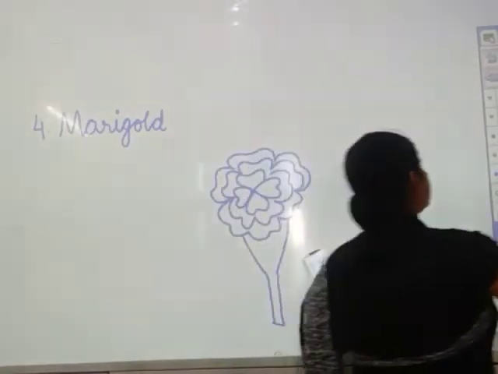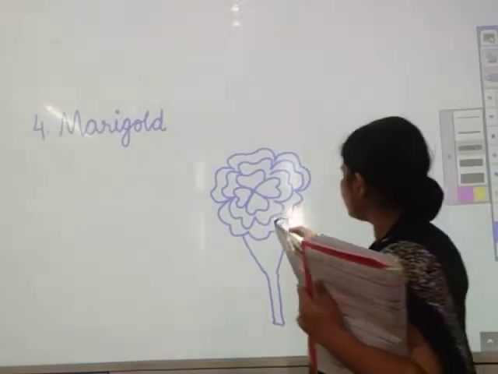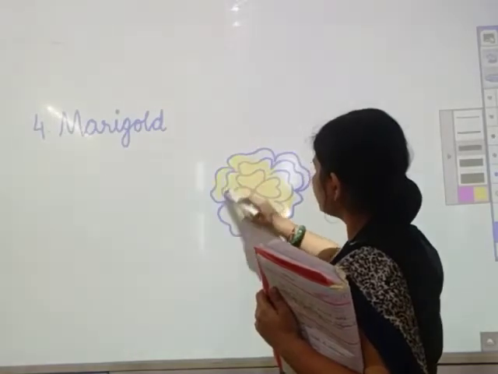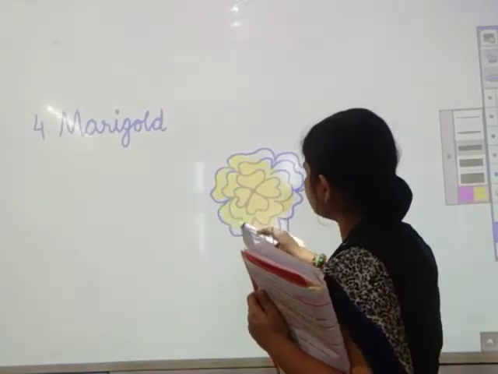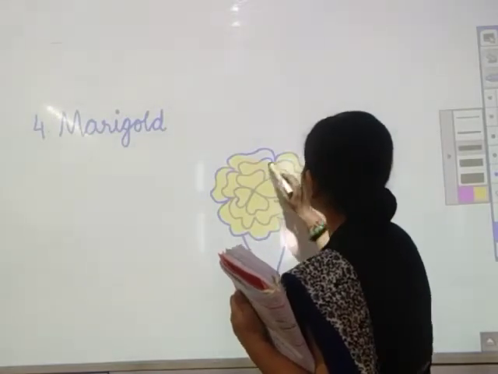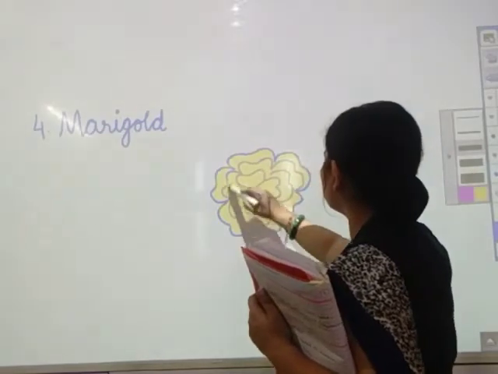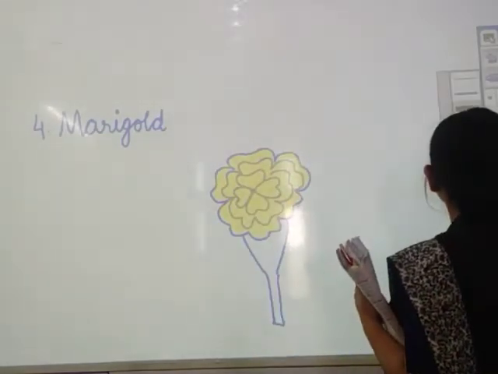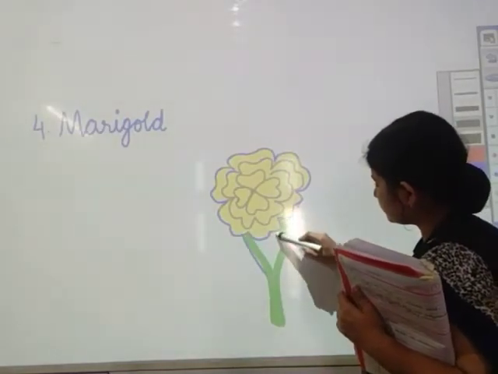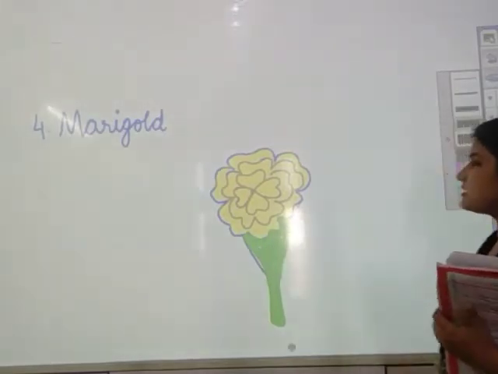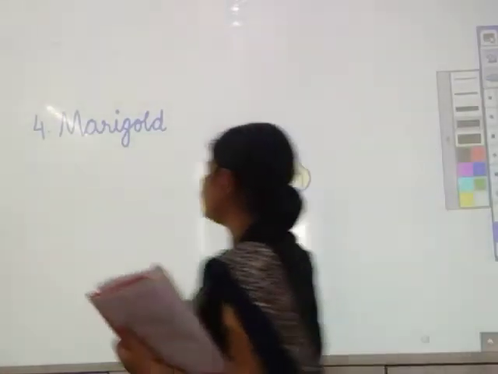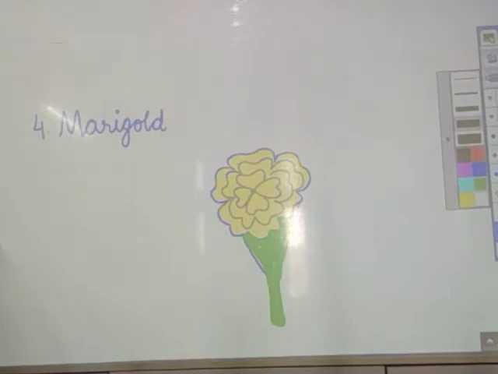And what is the color of marigold? They are generally yellow in color. And this part will be green. This is flower marigold, and now I am going to show how you can draw a hibiscus.